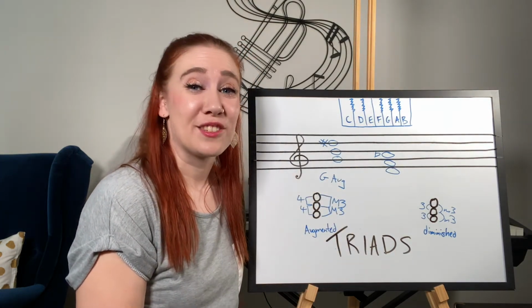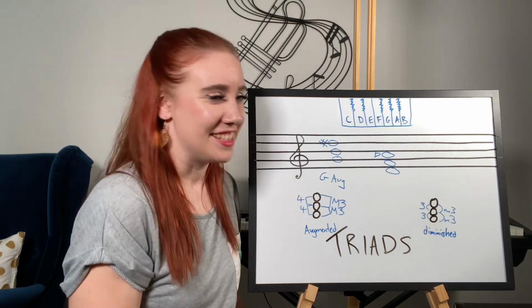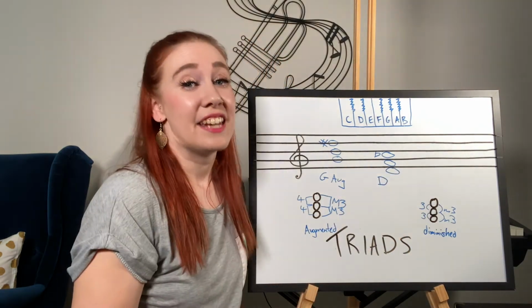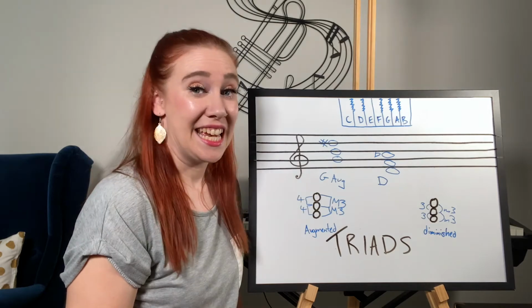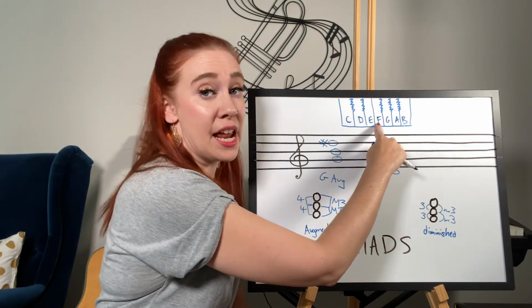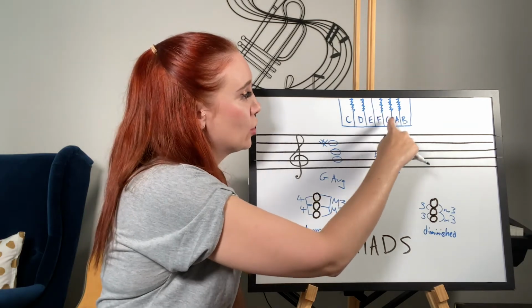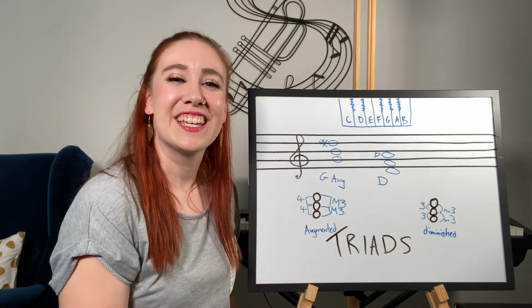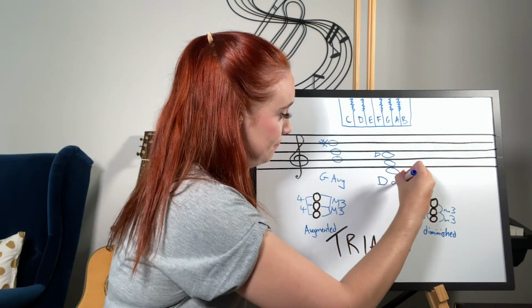The next one starts on D, so it's going to be D something. Now let's count our semitones from D to F. 1, 2, 3, and then F to A flat. 1, 2, 3. So we know it's diminished.